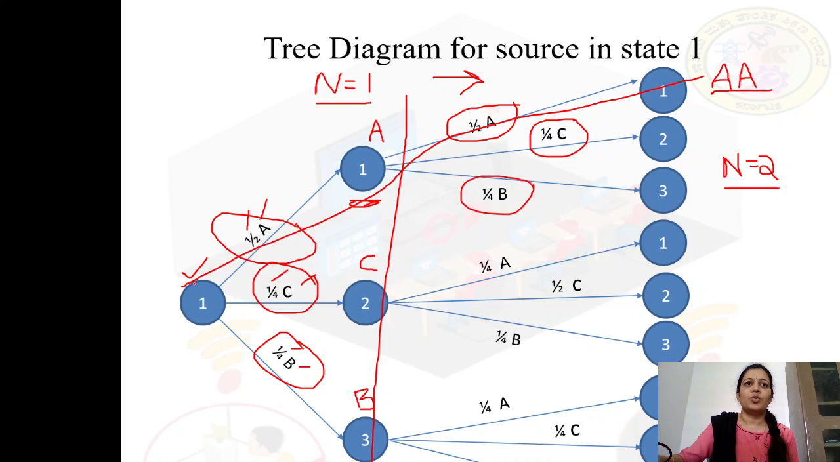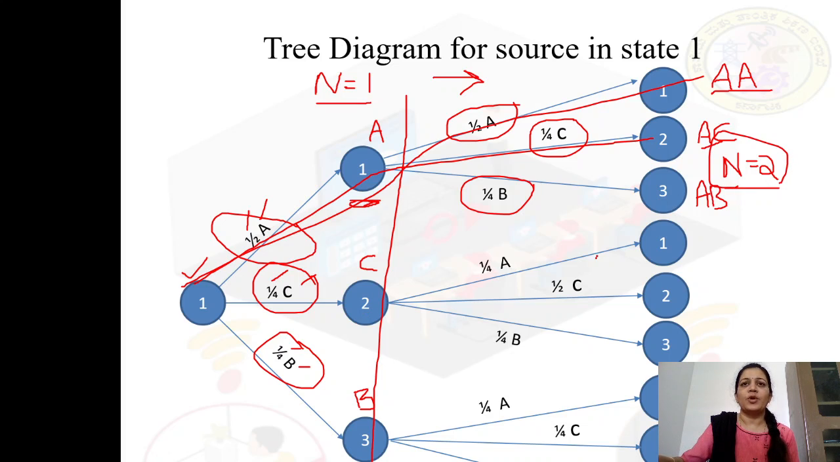Similarly, if I go ahead with 1 to 1 and then 1 to 2, then my sequence would be A, which is the output of the first stage, and for this transition 1 to 2 it would be C. So this is AC. Similarly, if I consider 1 to 1 and 1 to 3, it would be AB. These are the sequences that were emitted, and their length is equal to 2, that is, n is equal to 2.